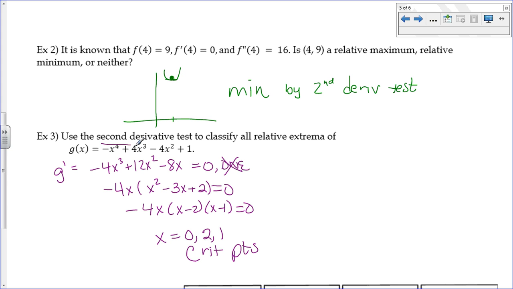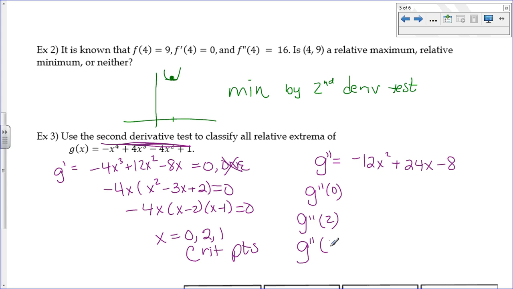The second derivative test bypasses that and says, you know what? Don't make intervals. Just take your critical points and then come over here and find g double prime, negative 12x squared plus 24x minus 8. And then find g double prime of 0, g double prime of 2, and g double prime of 1. In other words, evaluate the second derivative at the critical points.